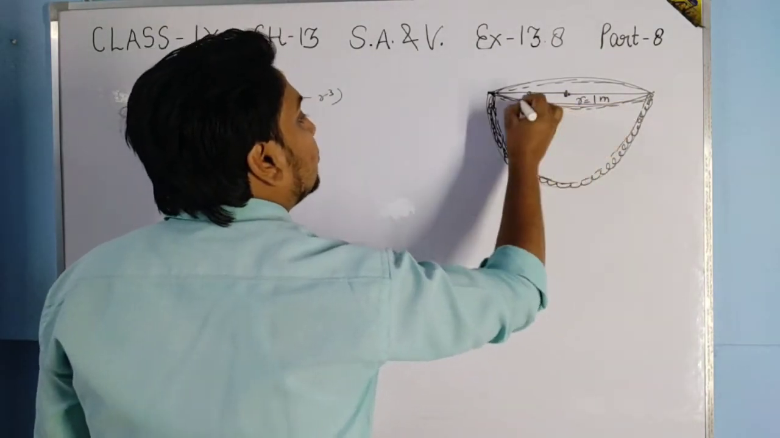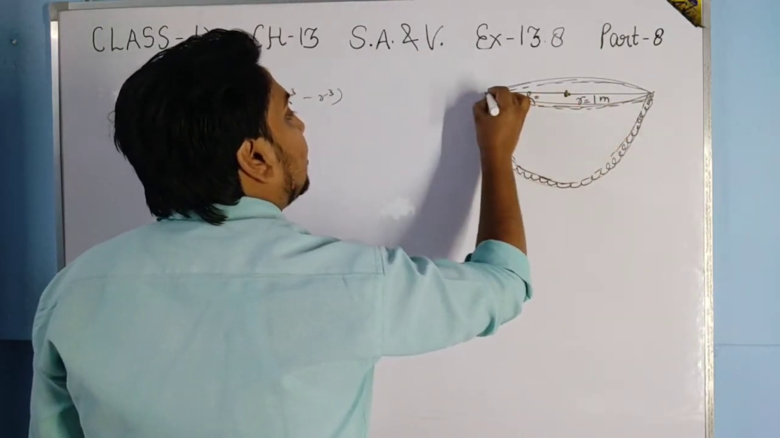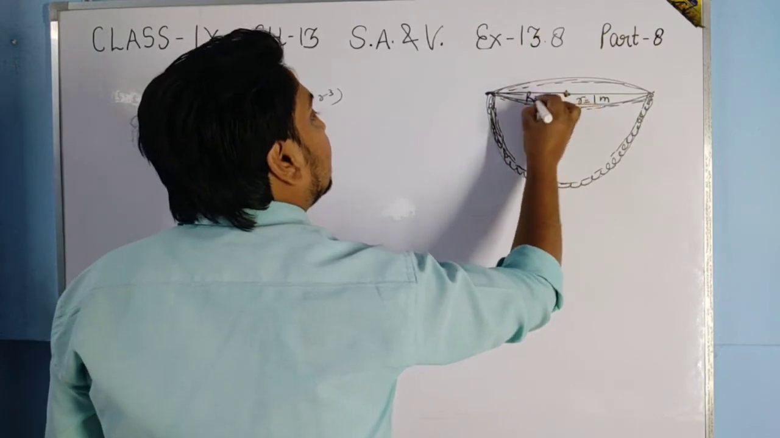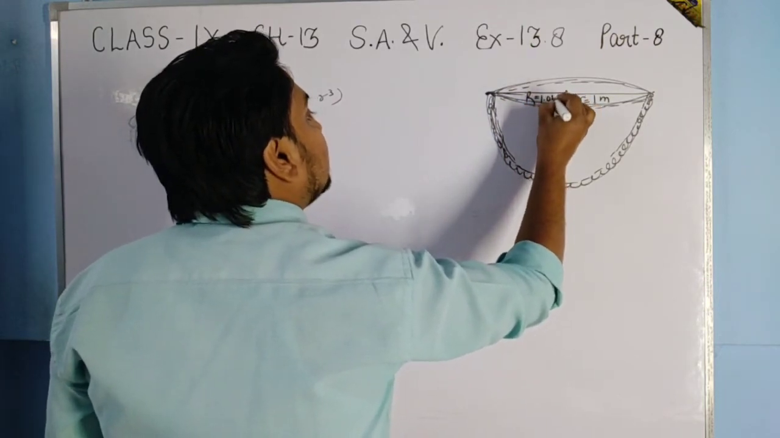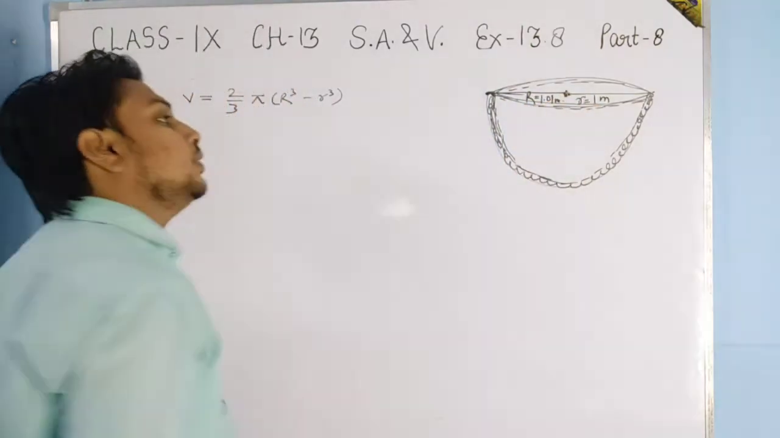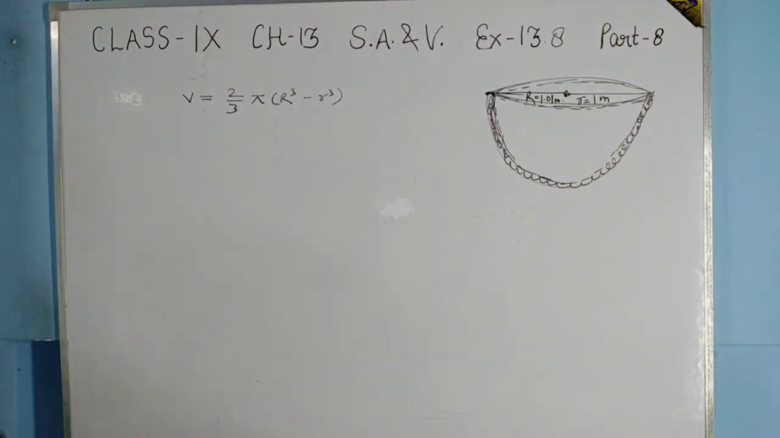See, this is the small r. What will be the capital R? It means from here to here it will be 1.01 meter, because the thickness is 1 centimeter. So when you add it, what you get is 1.01.